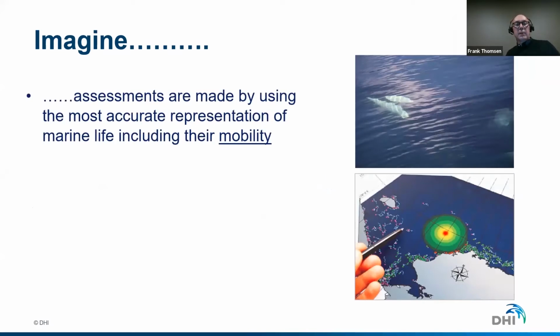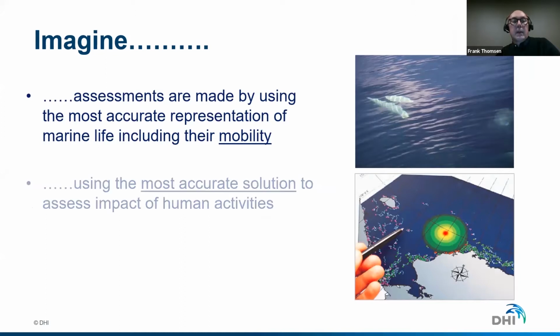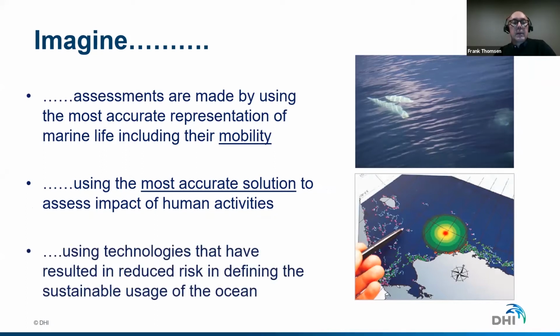Now imagine that the impact assessments on sound impacts are made by using the most accurate representation of marine life, including their mobility. That assessments are made using the most accurate solution to assess impacts on human activities. And assessments are made using technologies that have resulted in reduced risk in defining the sustainable usage of the ocean.